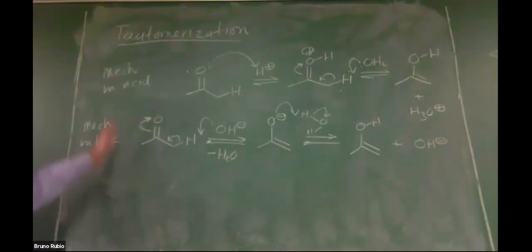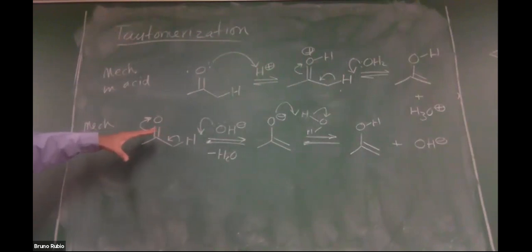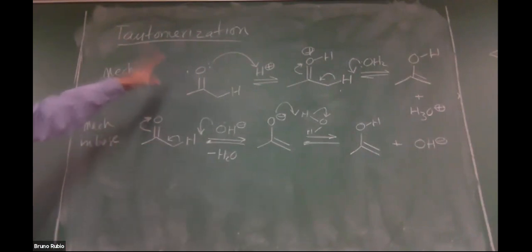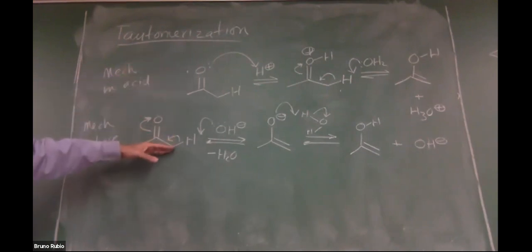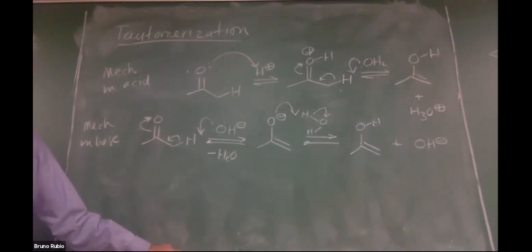So the tautomerization mechanisms, it's just fiddling and diddling with protons. You're adding a proton somewhere and taking a proton away. And notice that the reaction is catalyzed by acid or catalyzed by base. So these are fairly simple mechanisms.